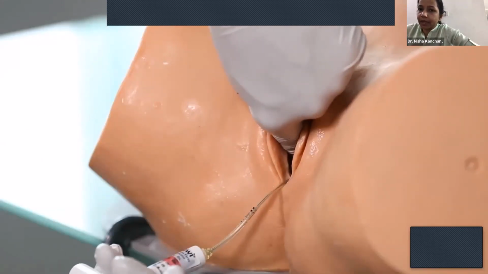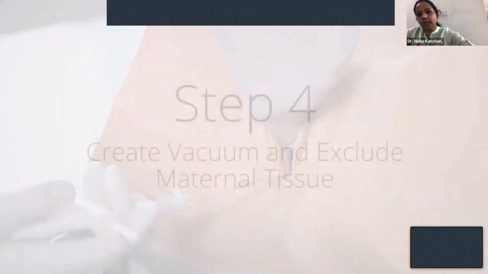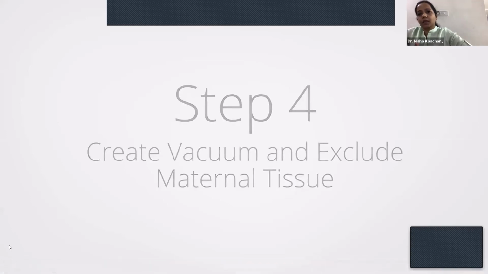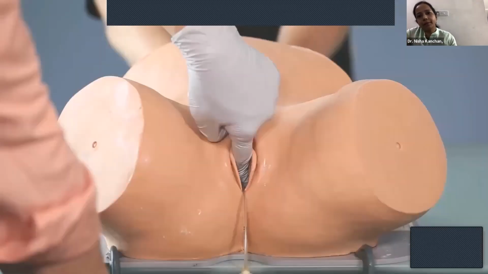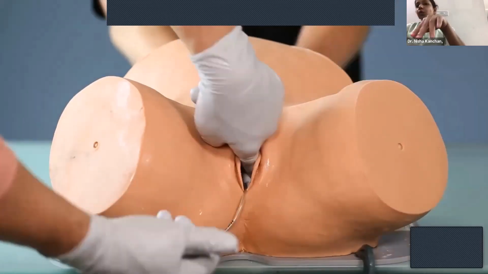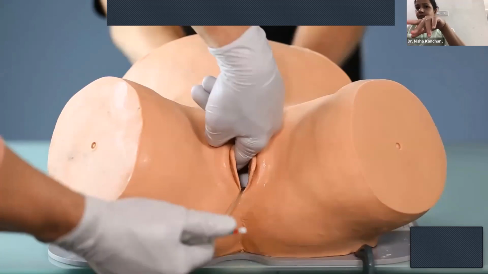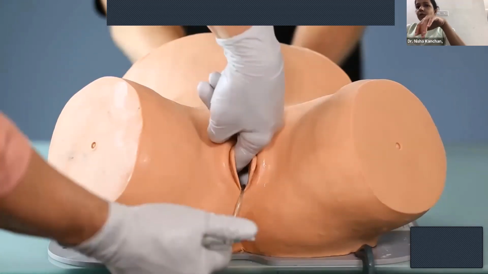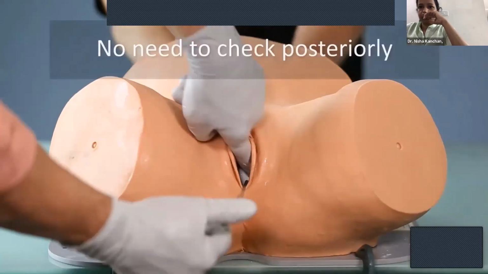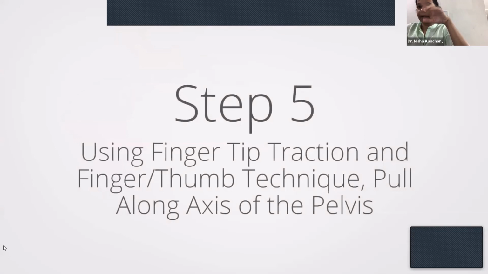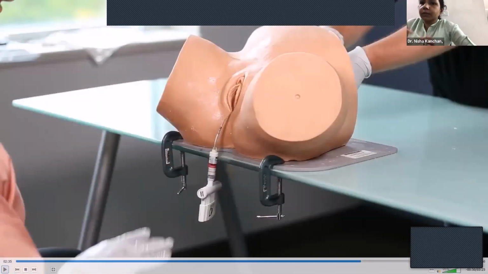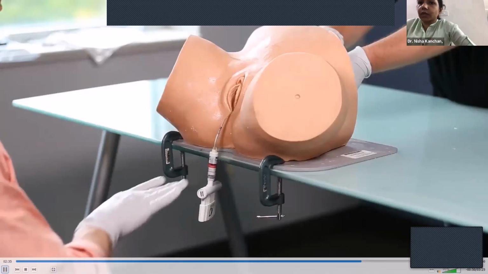So with the right hand, he's applying vacuum. The vacuum is being created and maternal tissue is excluded. Now continue. The vacuum is by hand pump here. So he's doing the sweep and nothing is there. So this is the 2-hand technique. Your left hand is on the cup and the right hand is going to create vacuum so that it doesn't pop off. So the 2-hand technique should be followed. Okay, posteriorly nothing will be there. Only the anterior vagina usually gets involved between the cup and the fetal head.